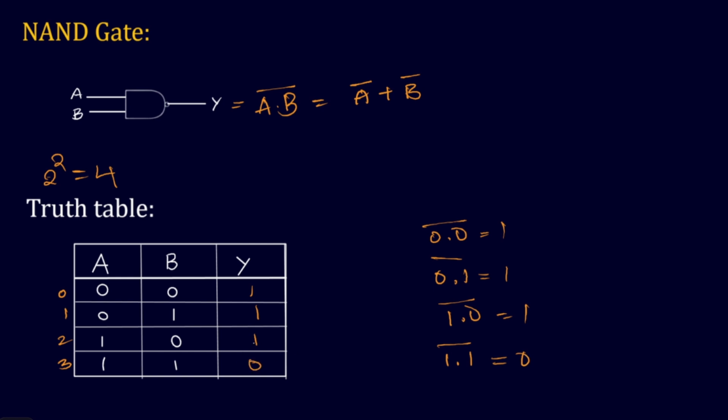So what we can draw from the NAND gate is, if any one of the inputs is 0 in an AND gate, then the output of the NAND will always be high. If both the inputs, or all the inputs, of the NAND gate are high, then only the output will be 0. So this is the conclusion that we can draw from the NAND gate.